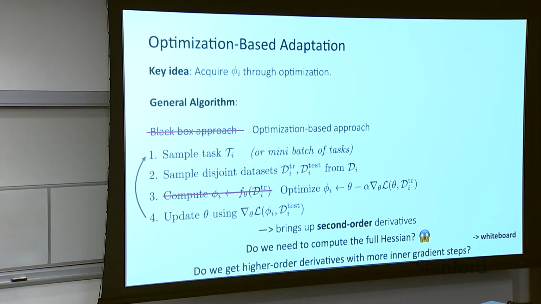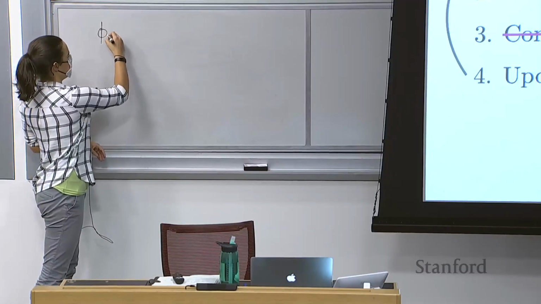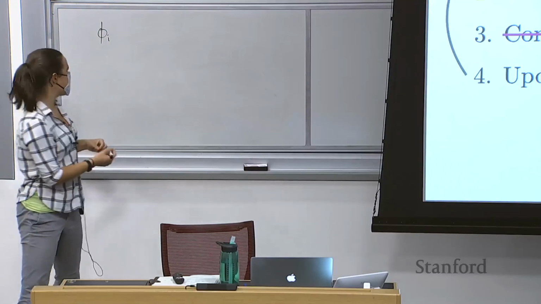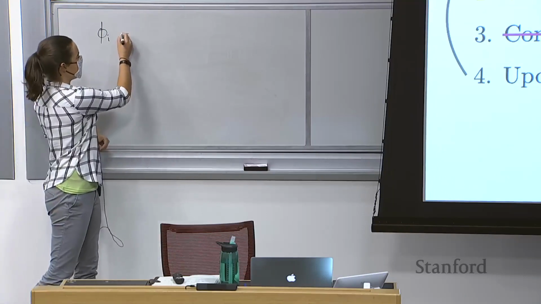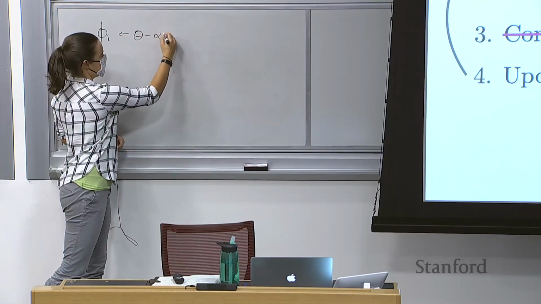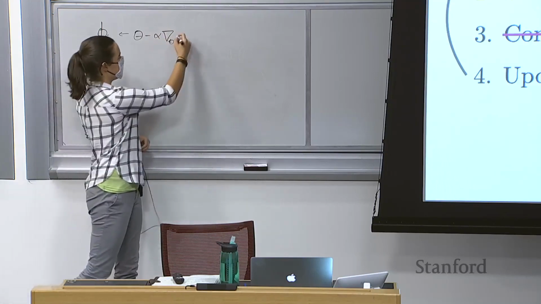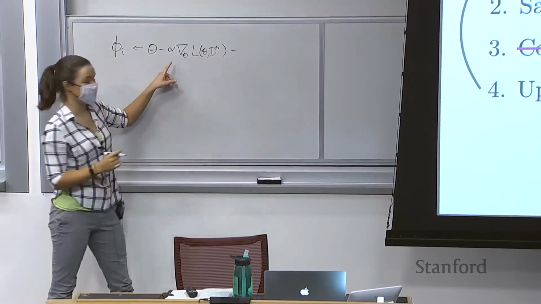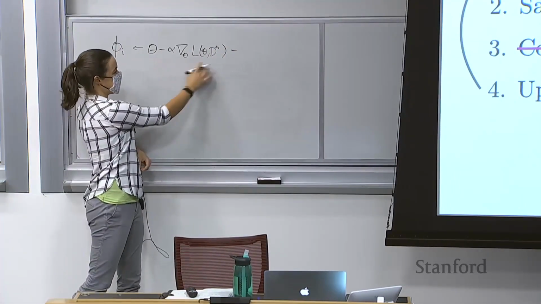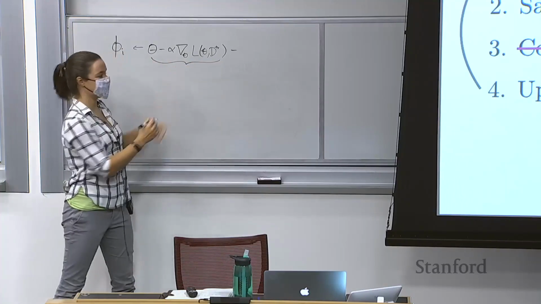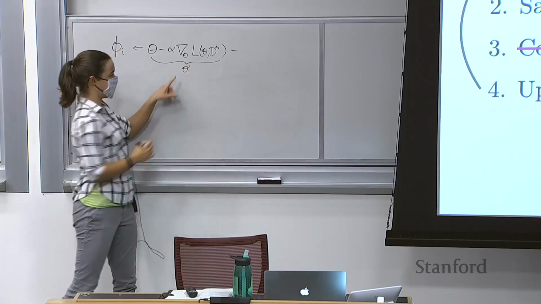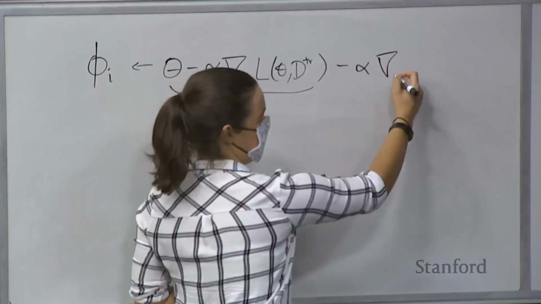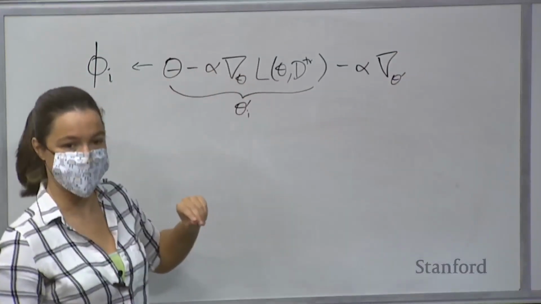The reason for that is that when you are computing phi i, when you're trying to estimate the parameters for a task, if you run multiple gradient steps in the inner loop, then this is going to be theta minus the gradient of L of theta on the training data set. And then when you take the second gradient step, you're going to be taking that at the value of this. So if we refer to this as theta prime, then the second gradient step will be with respect to theta prime rather than with respect to theta.